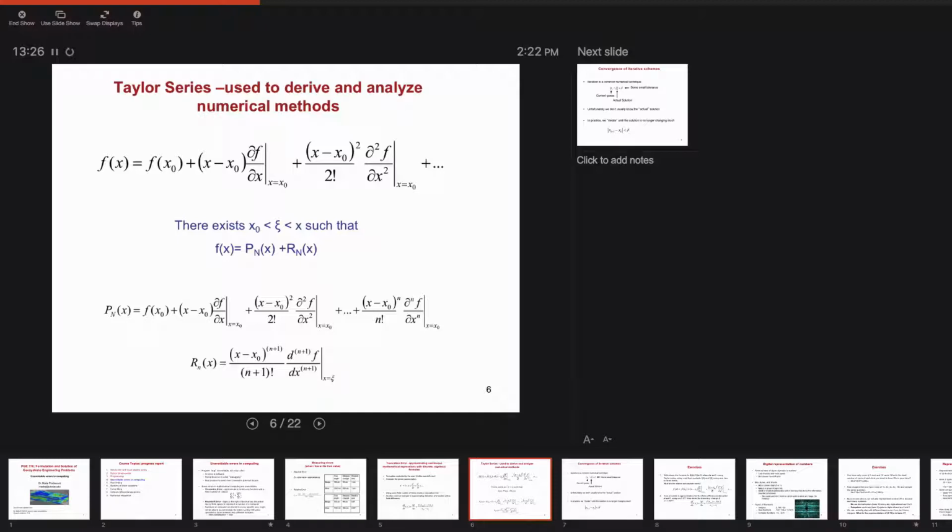So for every function, these are some numbers. This is a derivative of a function evaluated at a specific point, so it's actually a number, a constant. So this is essentially a polynomial. And the rest of it is this remainder. This is when I decide to chop off my series somewhere. This is the error I'm making, this is what I chopped off. And Taylor's formula actually gives me an estimate on that error, so I can go and find out what that is.